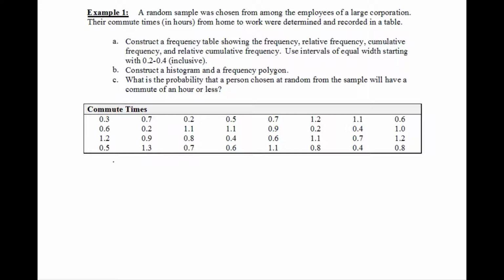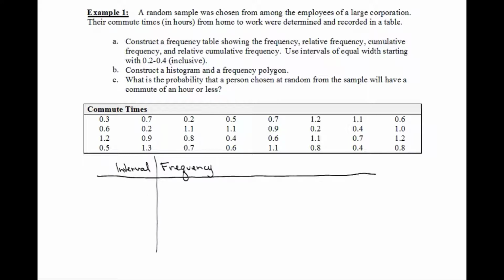So we make a table: interval, frequency, and we're going to add the other categories as we need them. Okay, our first interval is 0.2 to 0.4. Inclusive means it includes the 0.2 and it includes the 0.4, the ends.